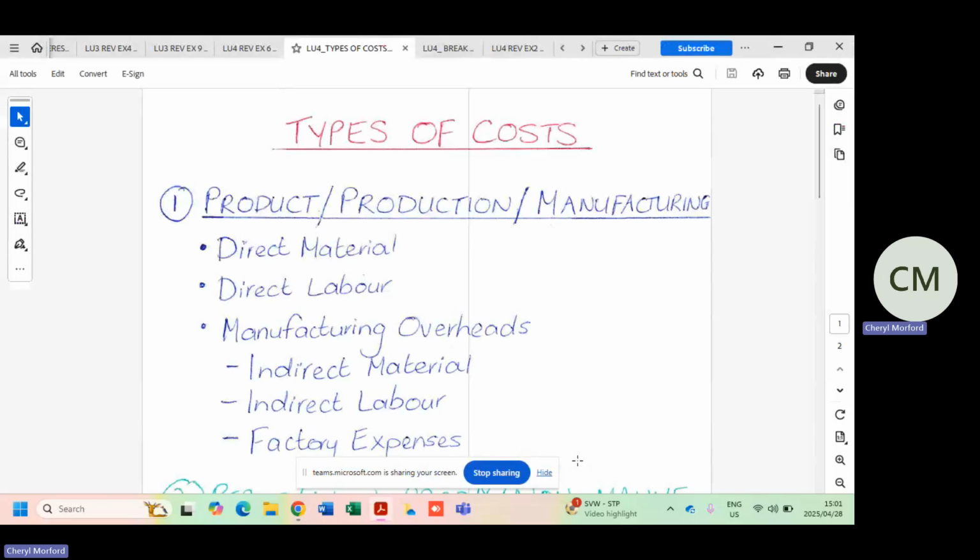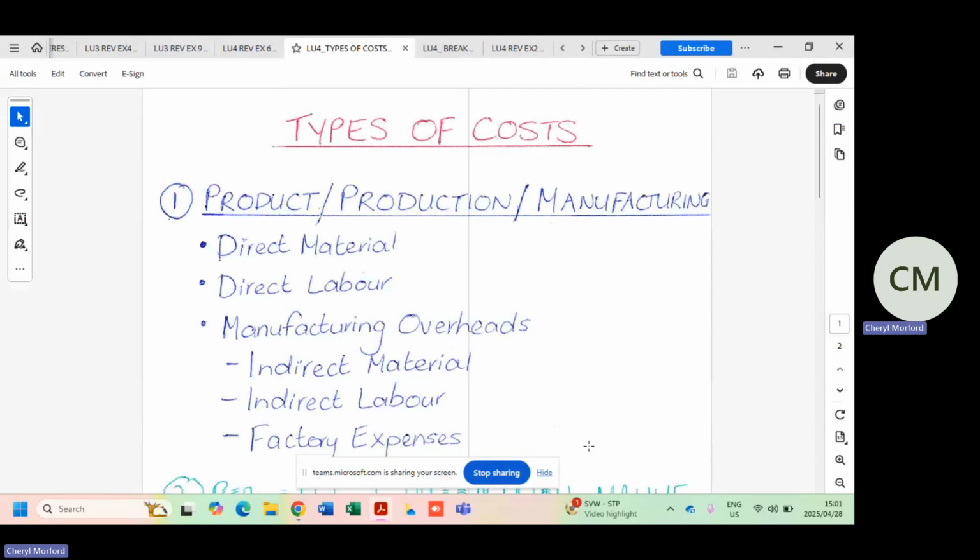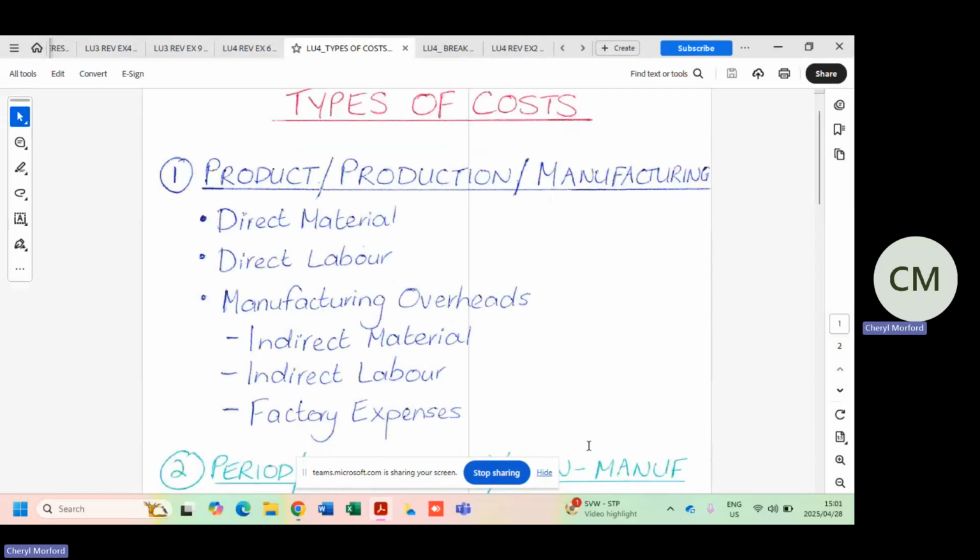Right, here we go. So learning unit 4 starts off by explaining the different classes or categories of costs that can be experienced if a business is manufacturing. So I've decided to consolidate this and combine everything together right from the get-go to avoid any confusion, because the book is a little bit all over the place here on this one.